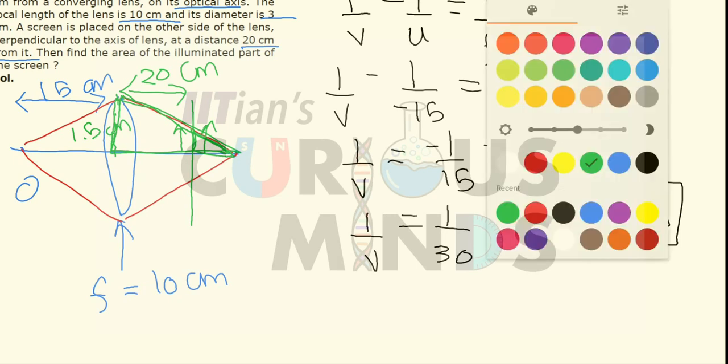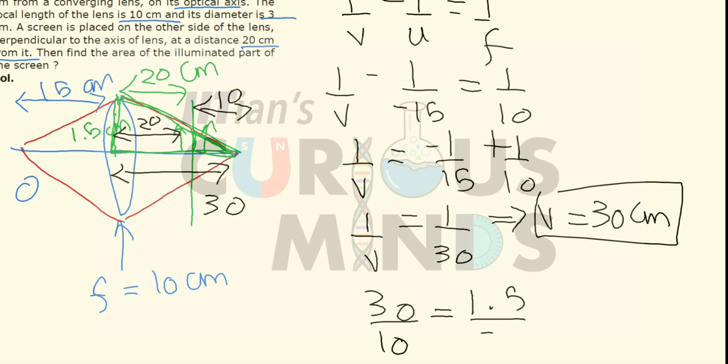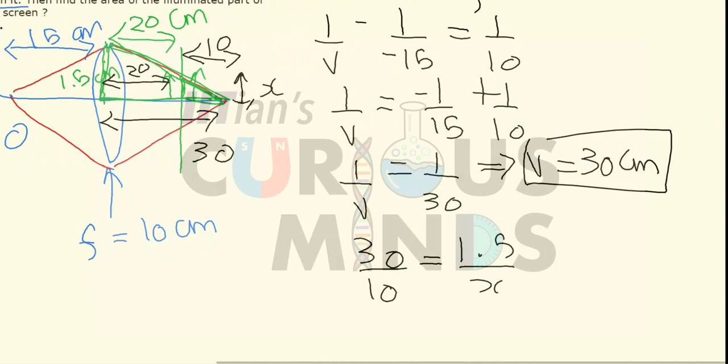So for the first triangle, this distance is equal to 30. If this distance is 20, for the second triangle this will be equal to 10. So I can say that 30 divided by 10 will be equal to 1.5 divided by this height, which is unknown, equal to x. So x will be equal to 1.5 divided by 3, which is equal to 0.5 centimeter.